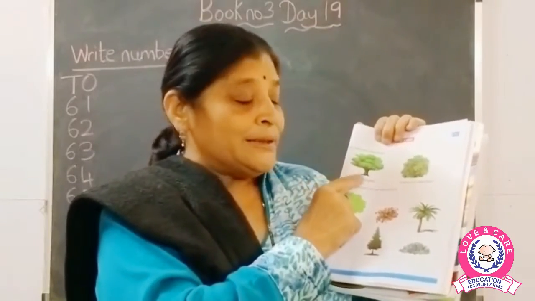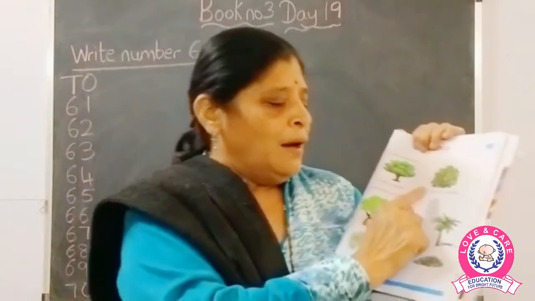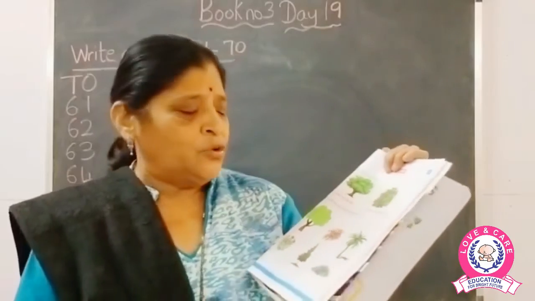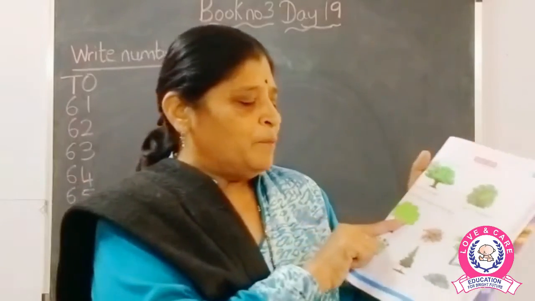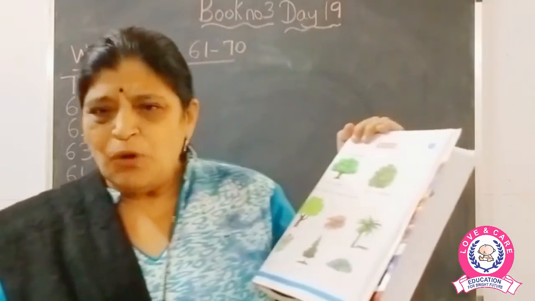A tree is a big plant. A shrub is a small plant. Now here, circle the tree and tick the small plant.